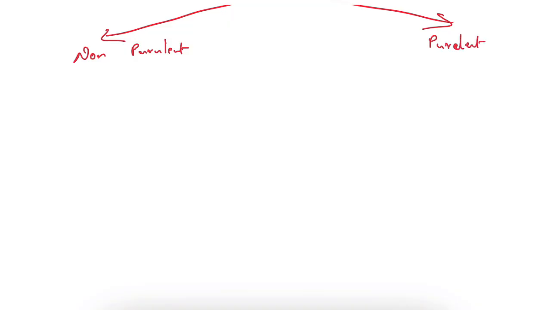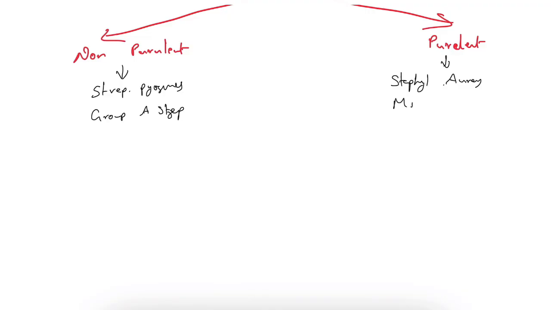We have two types: non-purulent and purulent. Non-purulent means no pus. Purulent means cellulitis present with pus. In non-purulent cellulitis we can see Streptococcus pyogenes, and next, group A Streptococcus. For purulent cellulitis, the most common organisms are Staphylococcus aureus and MRSA.